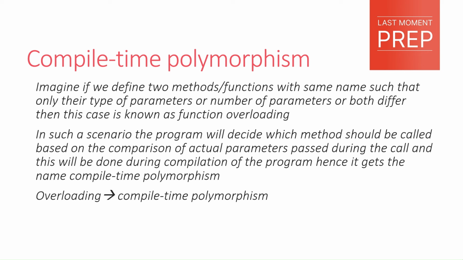Now, in this scenario, our program will have to decide which method should be called, right? This decision is taken at the time of compilation itself because it is going to know the actual parameters at the time of the function call. So at the time of the function call itself, it can compare the actual parameters and formal parameters of each of the functions defined, and hence we get to know which method is going to be called. This is called compile time polymorphism.